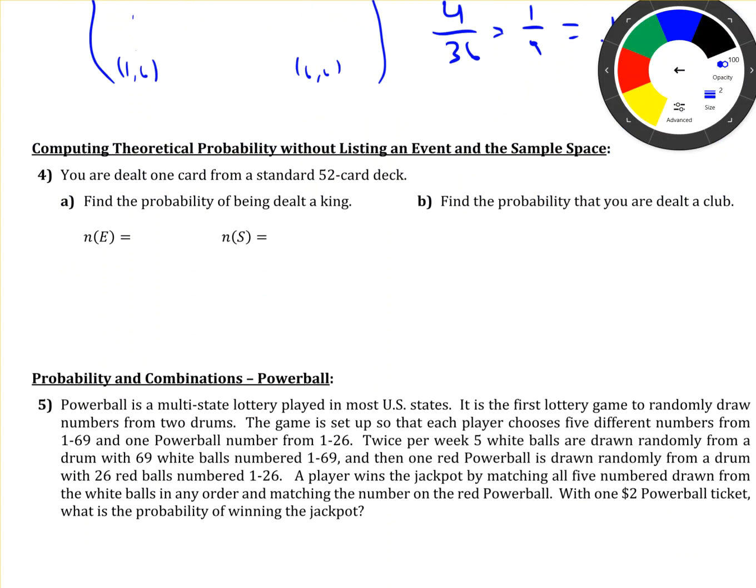All right, so you are dealt one card from a standard 52-card deck. Find the probability of being dealt a king. So the number of kings in a deck is 4. The number of cards in a deck is 52. So it's 4 over 52 equals 1/13.